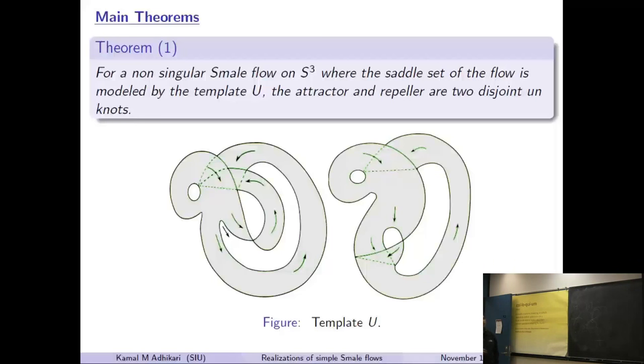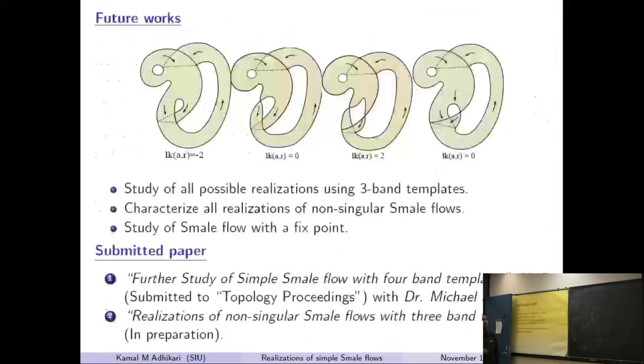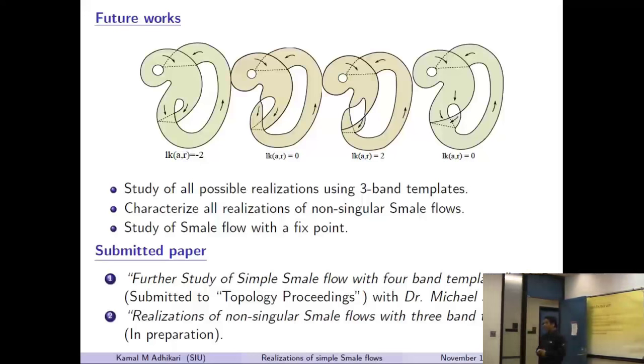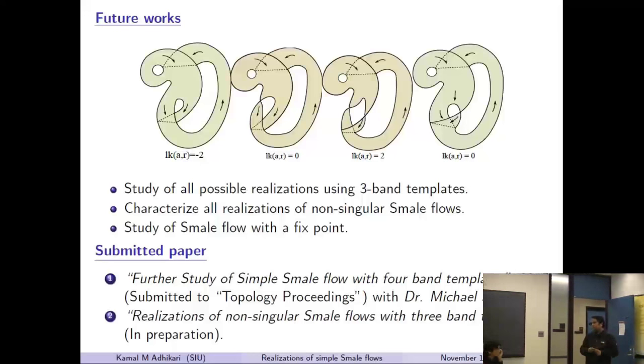And all these templates are of the same shape. All of them have one, two, three bands. These four kinds are four. There are not only these four, but there are many others, but these are only a few. We have a total of 16.